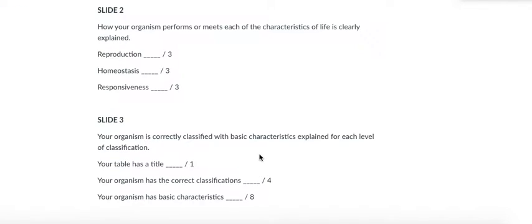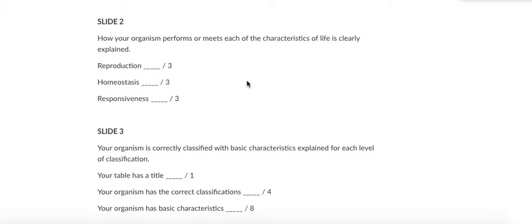All right, slide 2. So make a new slide. In this slideshow, at the end of this assignment, you are going to open up the slides. And the first slide is made for you, so you'll have to add a slide for slide 2, because slide 1 was already made for you. How your organism performs and meets these characteristics of life. So what is up with their reproduction? Do they lay eggs? Do they have internal fertilization? Something specific about yours with a citation in APA format. If you want credit, you'll have a citation.